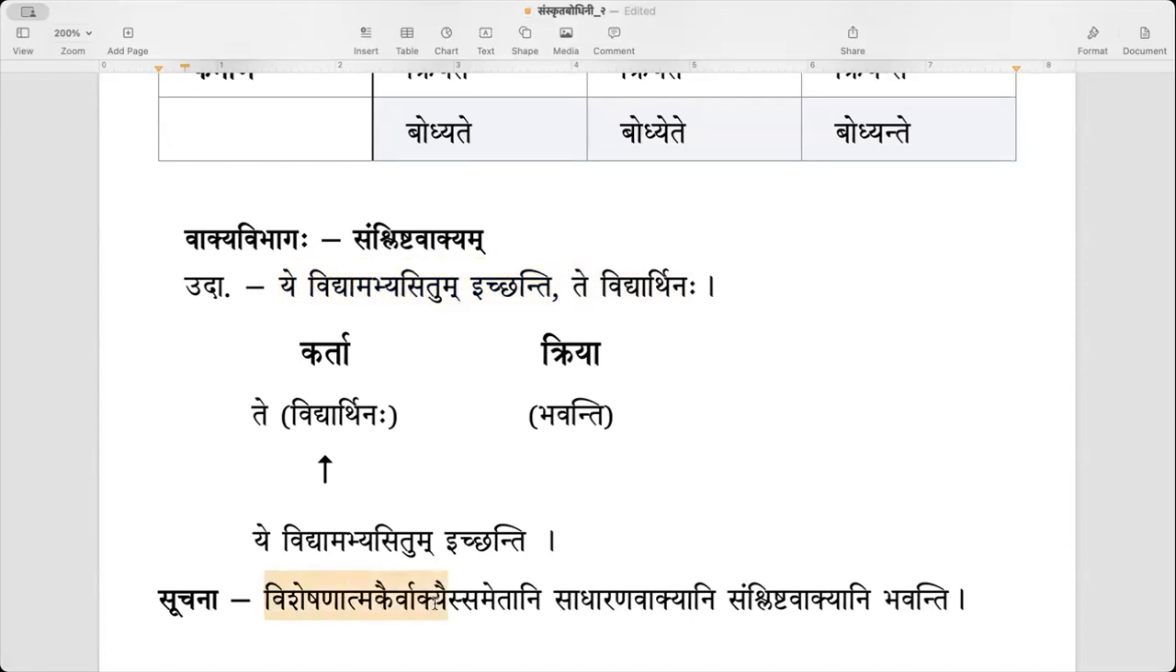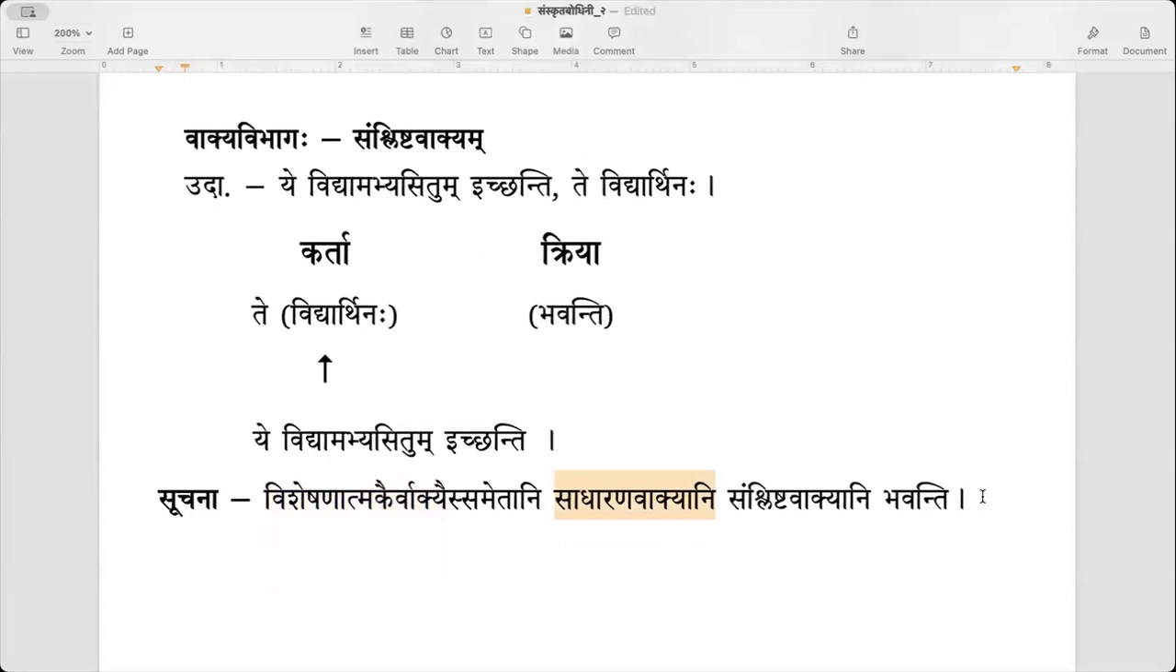Visheshanatmakaih vakyaih sametani sadharana vakyani samslishta vakyani bhavanti. So those simple sentences which are given in the form of a visheshana vakyam, visheshanataya yad vakyamshah tatra yojyate tat sampurnam vakyam tu sadharanatah samslishtam bhavati. It changes its samjna from a sadharana vakyam to a samslishta vakyam. Okay, this is one type that you know. There are other samslishta vakyas also. You will read as you go, you will understand which one is what.